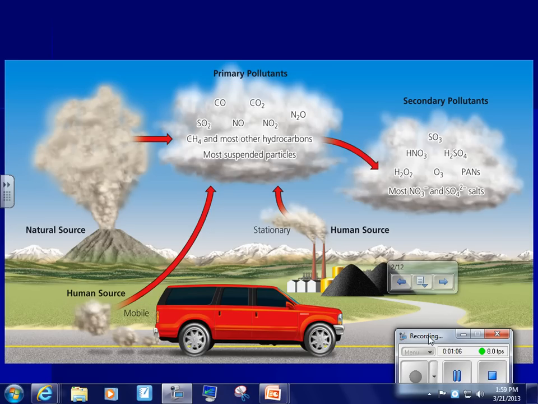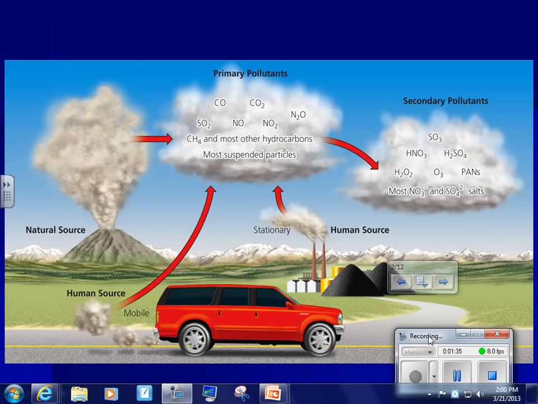So geologically, air pollution is not new. Natural sources, of course, include volcanic eruptions and forest fires. But since the Industrial Revolution, air pollution levels have increased exponentially with the advent of technological advances as well as our use of non-renewable energy resources.